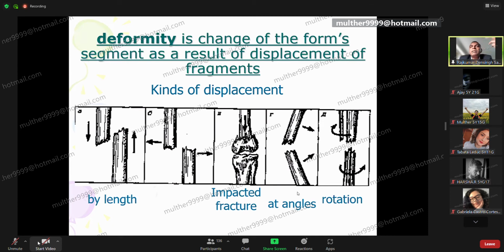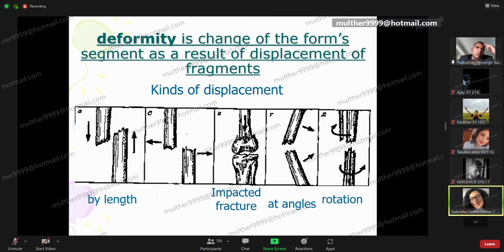Why do bones get displaced? Anyone? Some rupture of ligaments? No, no, it's not because of rupture of ligaments. That would mean in all fractures there should be a rupture of some ligaments, but no, it doesn't happen every time. What causes displacement of bony fragments?